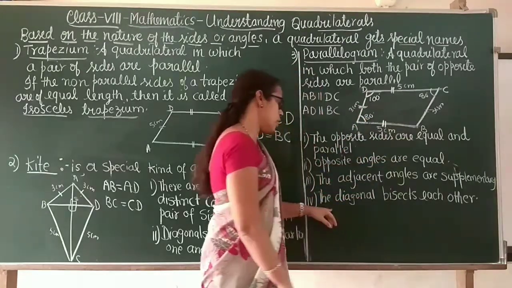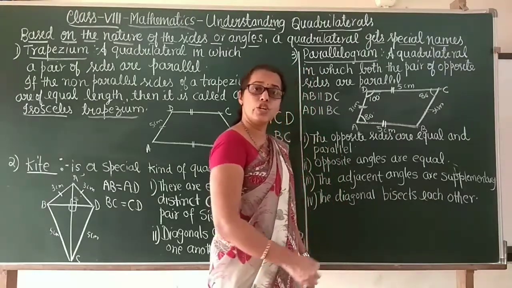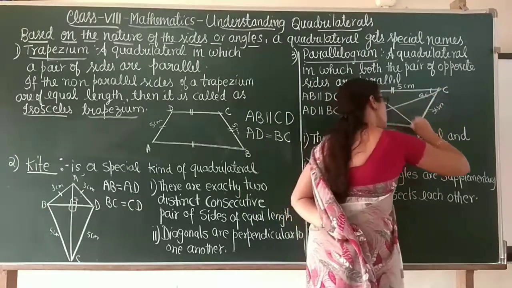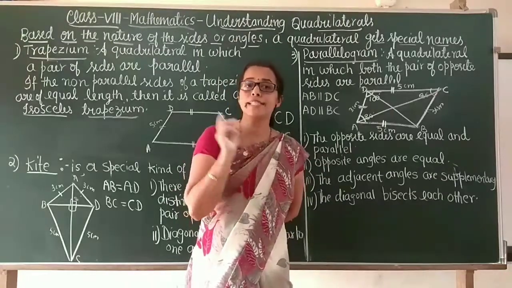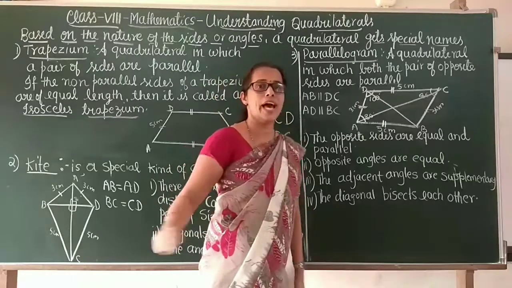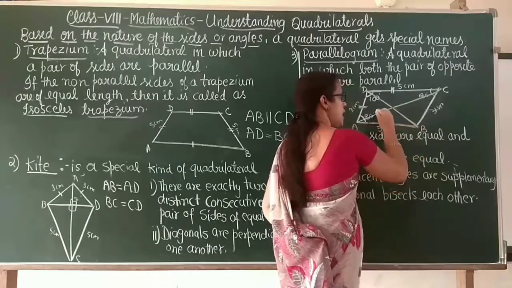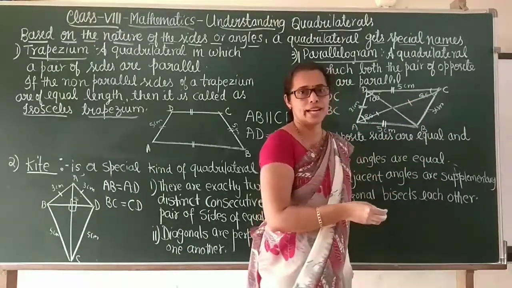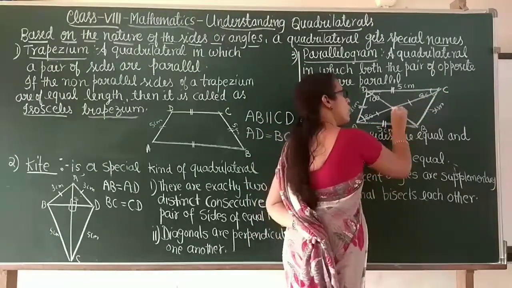So next one, the diagonals bisect each other. Where are the diagonals? Let us draw the diagonals, children. Diagonals A to C and B to D are the diagonals. What happens is they bisect each other. Bisect means cut exactly in the middle. When two lines intersect each other at one point, each part has equal length. So AC is bisected at the middle at a point like this.